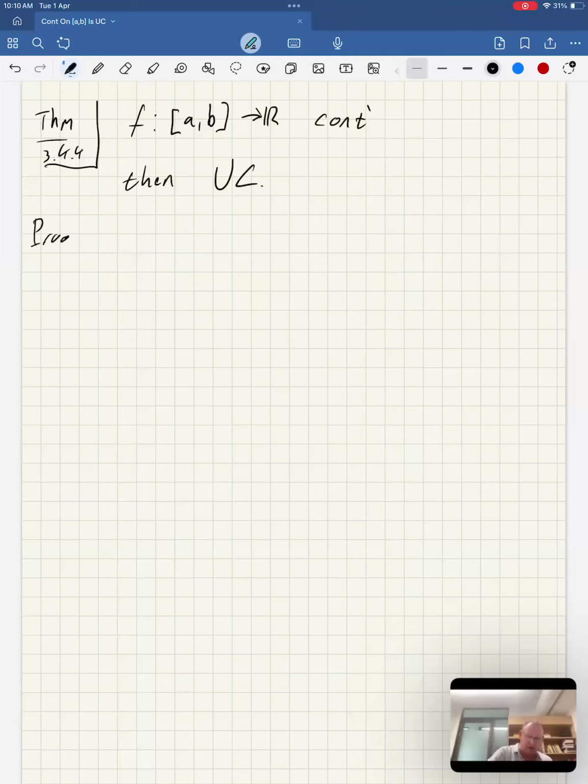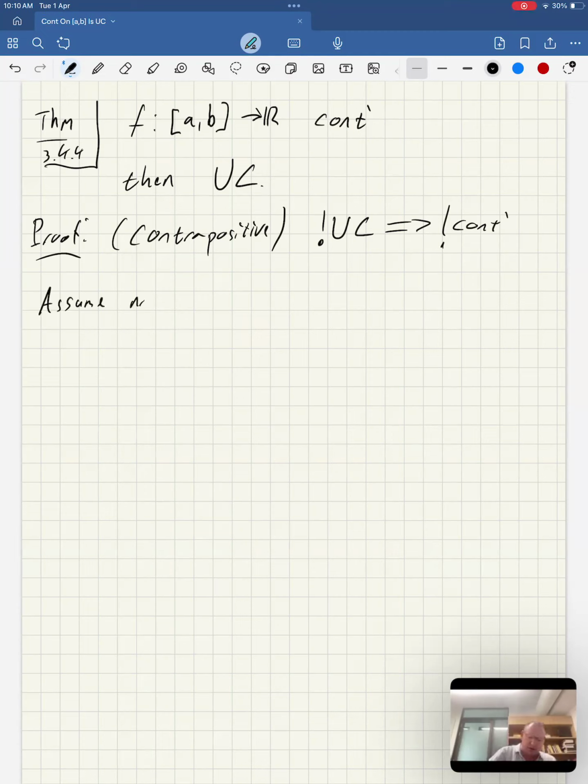Here's a proof. We will prove by contrapositive. Namely, we will assume it is not uniformly continuous and then show that it is not continuous on the interval, meaning that there will exist at least one point in the interval [a, b] where it's not continuous. All right, so assume not uniformly continuous.